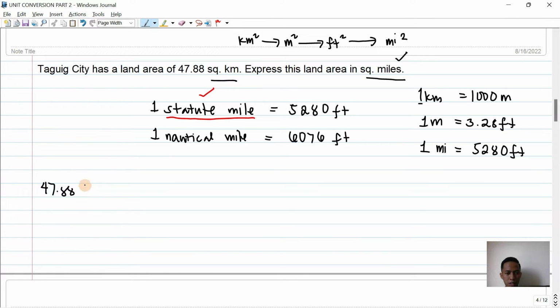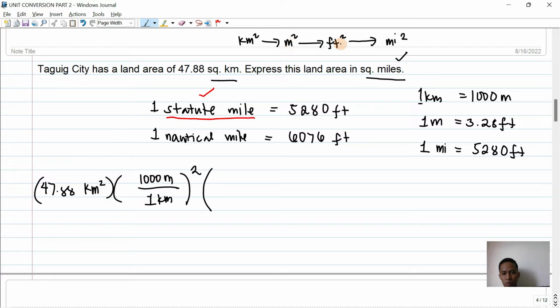So 47.88 square kilometer, times the conversion natin, kilometers to meters. So this is 1,000 meters per 1 kilometer. Okay, so take note that kung ano yung cancel natin, dapat siya yung nasa baba. So since naka-squared to, so dapat yung conversion natin naka-squared din siya. Okay, times the quantity. So ito, mag-cancel na dyan yung square kilometer. So square meter na yung unit niya.